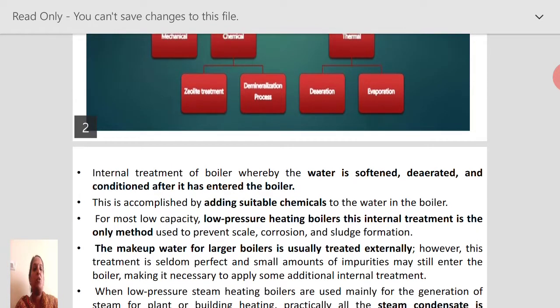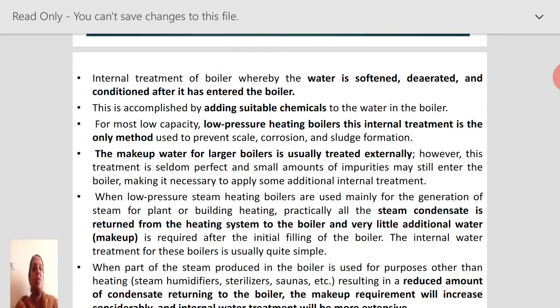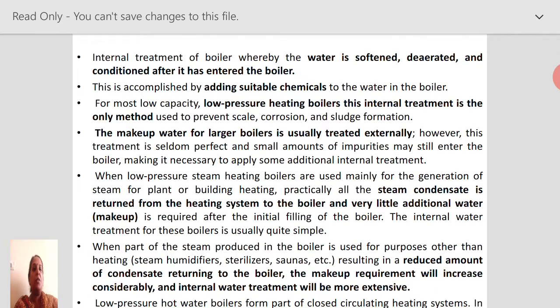Before starting with external treatment, in today's session we will see what this internal treatment is and how it is employed for the feed water. Normally we do internal treatment for feed water to make this water softened, deaerated as well as conditioned after it has entered the boiler. This internal treatment is done by adding suitable chemicals to the water in the boiler.